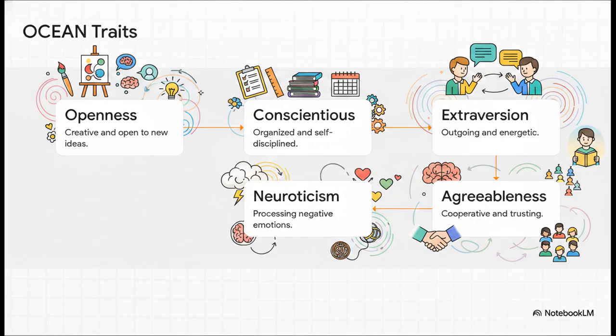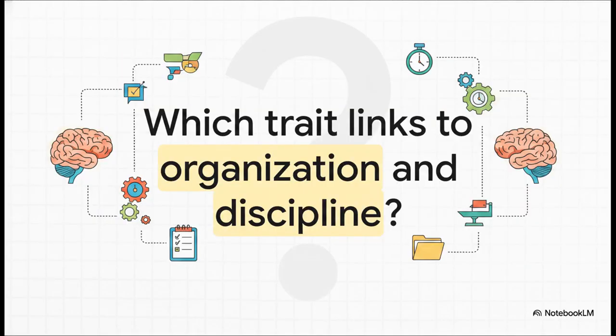Then there's A for agreeableness, which measures our baseline for cooperation and trust in others. And finally, N is neuroticism, relating to emotional stability and how we process environmental stress. The key takeaway here is that every single one of us operates as a unique, sliding-scale mixture of these 5 dimensions. So let's test our understanding with a quick knowledge check.